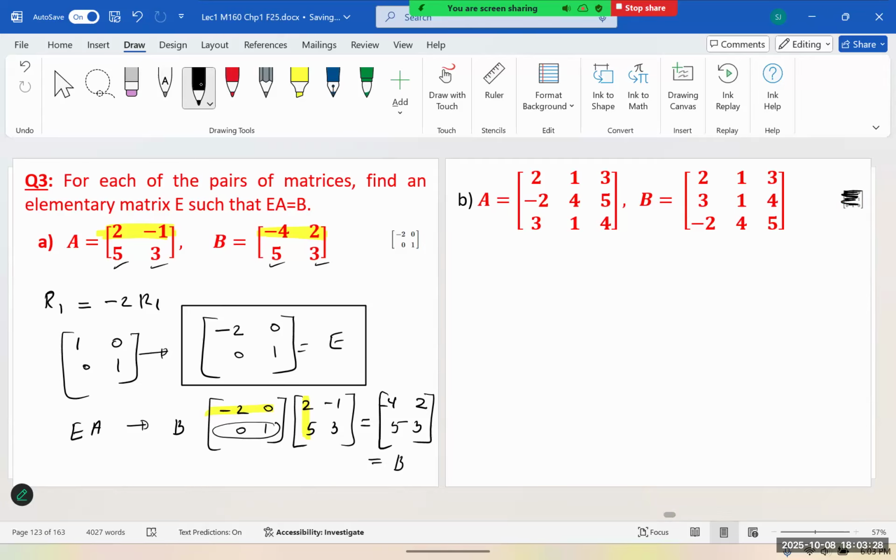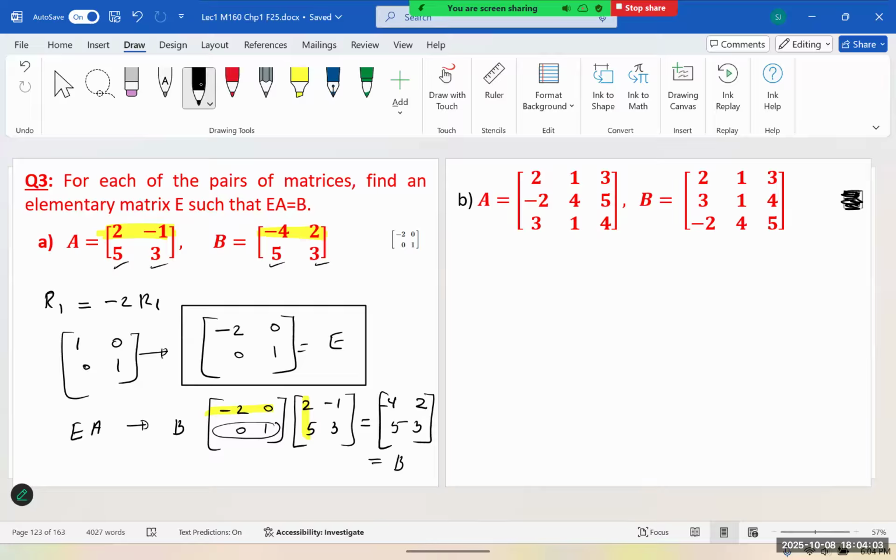The next one. If you compare A with B, what do you think they did to turn A into B? So let me read the matrix first. The A matrix is 2, 1, 3 row-wise, negative 2, 4, 5 second row, 3, 1, 4 third row. B matrix is 2, 1, 3 first row, 3, 1, 4 second row, negative 2, 4, 5 third row.